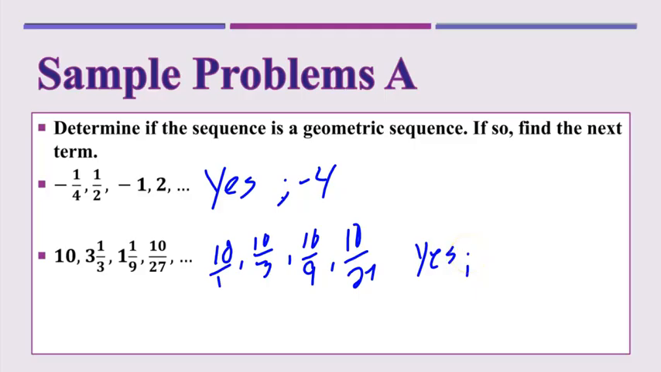If I multiply 10/27 times 1/3, I would get 10/81.